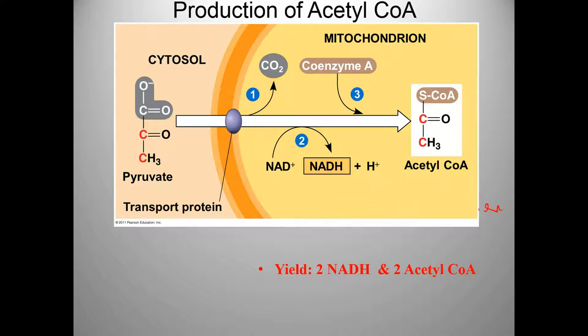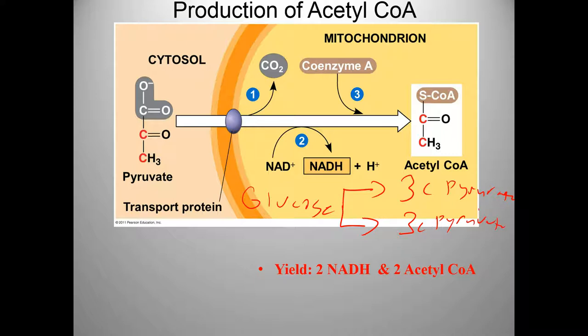Well, recall that we've taken our glucose and we've split it into two 3-carbon molecules called pyruvate or pyruvic acid. And all this occurs out in the cytosol. Now this pyruvic acid has to be transported into the matrix of the mitochondria.